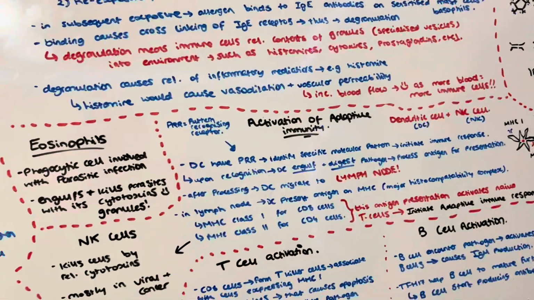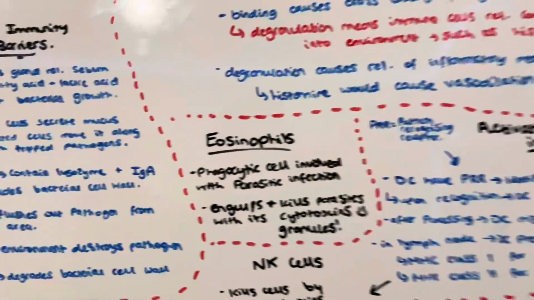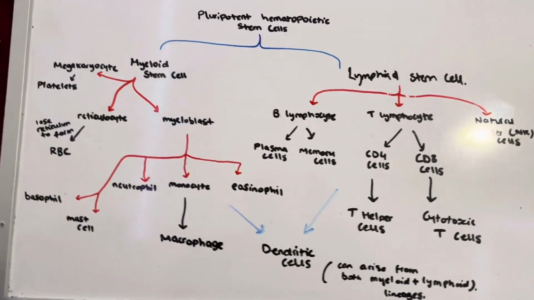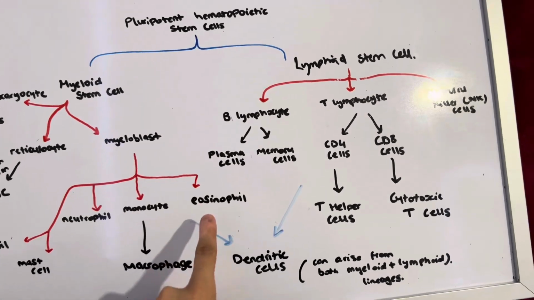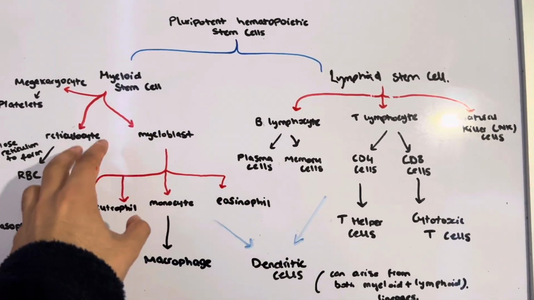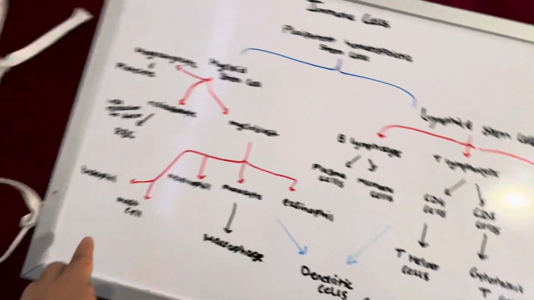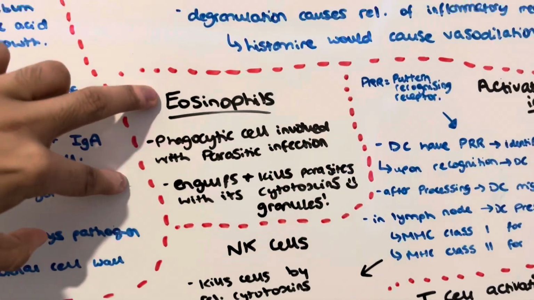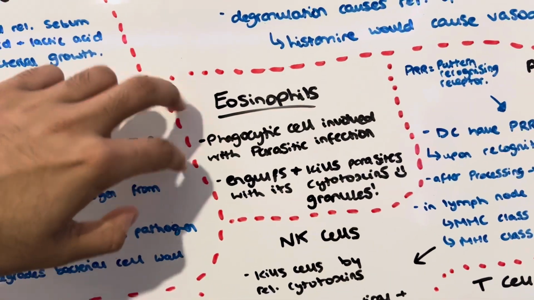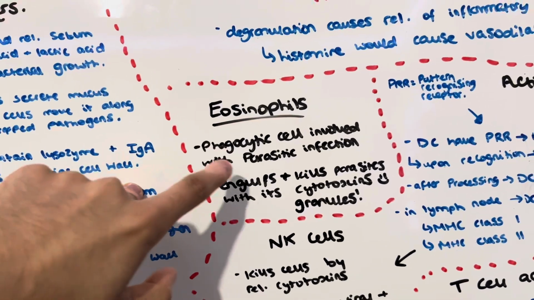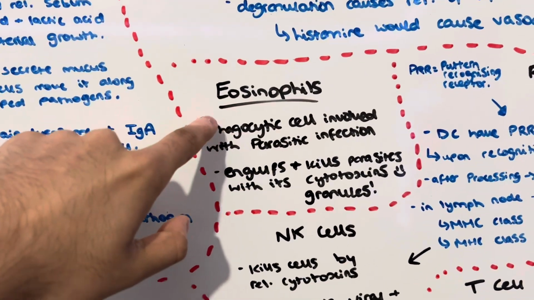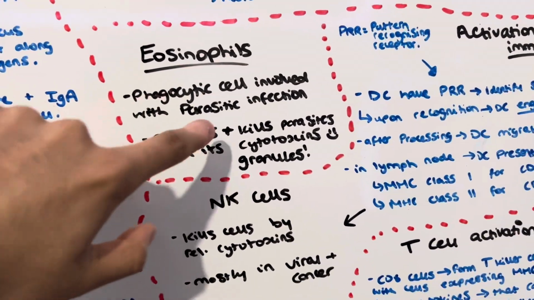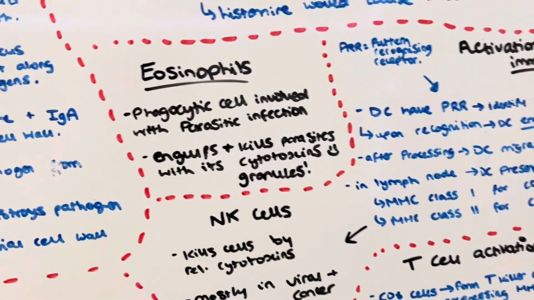Next step, we'll be going on to our eosinophils. Once again, I'll go back to the diagram. My phone's heating up, lol. So eosinophils, once again, we're staying down the myeloid lineage. The previous video has a bit more information about eosinophils, but it's basically repeating the same thing, which is that eosinophils are a phagocytic cell, and they're involved mainly with parasitic infection. Eosinophils, of course, being phagocytes, would engulf and thus kill the parasites. And the way they do this is with their cytotoxic granules.